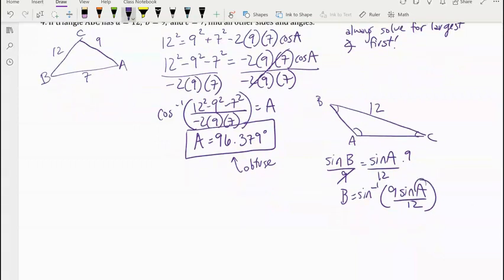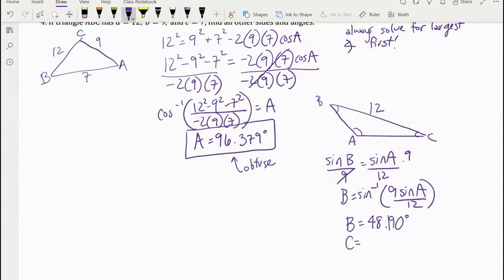I leave A in my calculator, leave it in your calculator, and then use it in the next step. So that way you're not just using 3 decimal places, you're actually using the full 10 decimal place accuracy. So you don't round A when you plug it back in. And then when I do that, I get B is equal to, let's see, 9 sine A over 12, sine inverse, and I get 48.190 degrees.